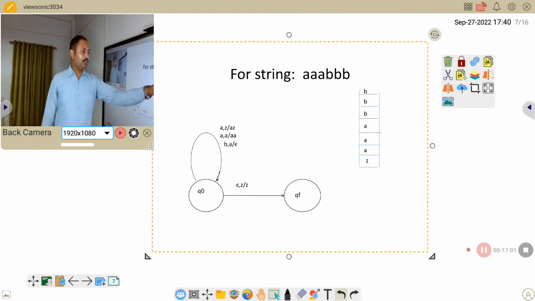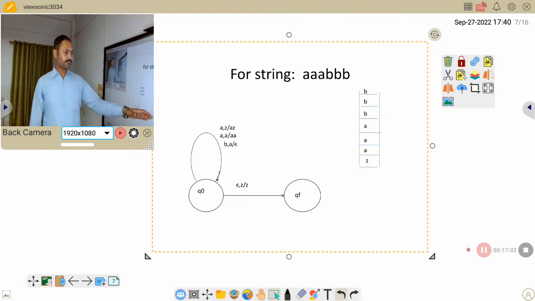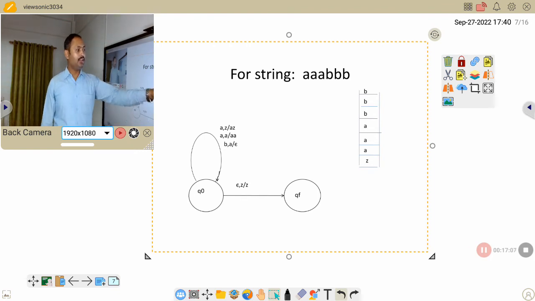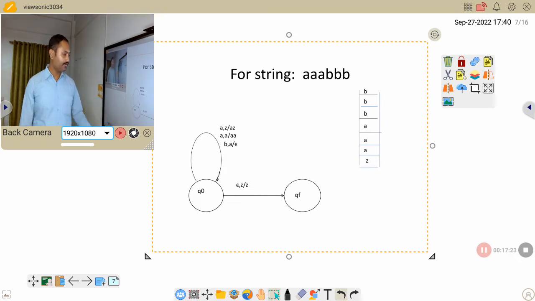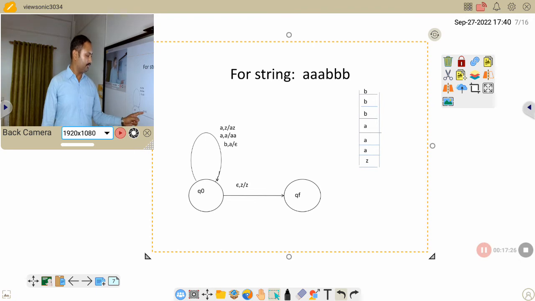So like this, we have to carry on, and at last the stack will be empty, only the symbol Z will be left. If only the symbol Z is left and the input tape is empty, then Q0 goes to QF, that is the final state, with Z remaining in the stack.